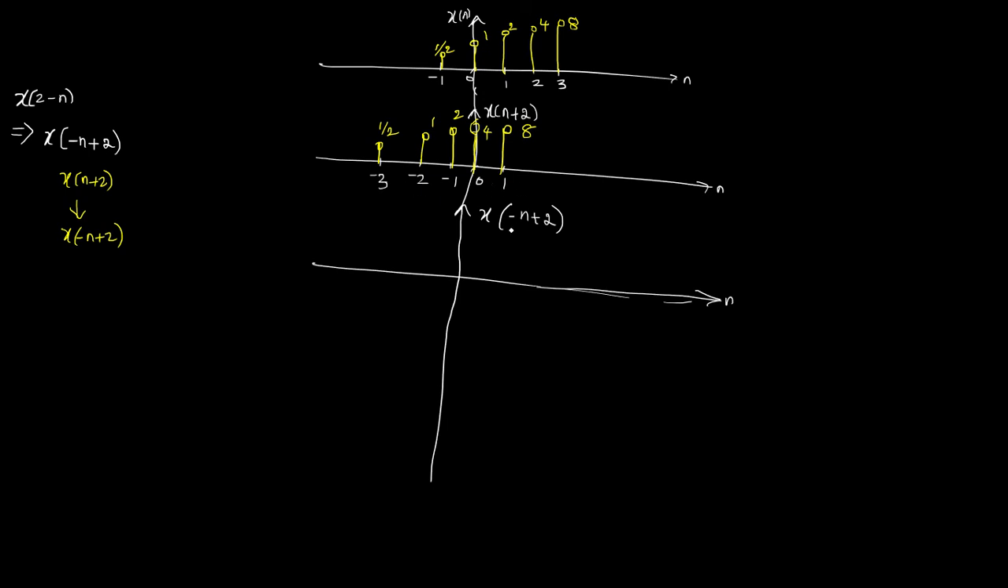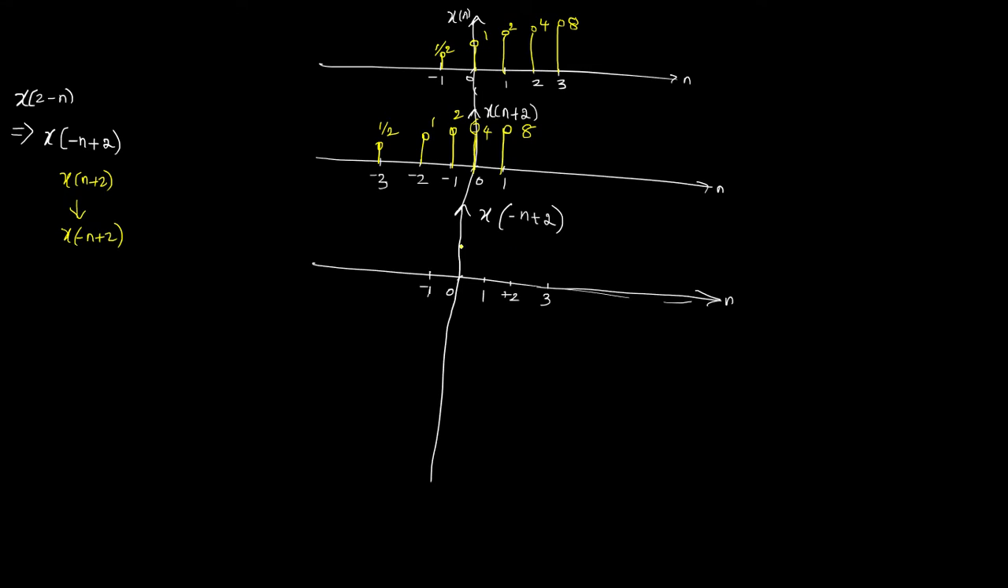Minus 3 into minus 1. Whatever the time values are there, you have to write the reverse, flipped version of that. Minus 3 will become plus 3. Minus 2 will become plus 2. Minus 1 will become plus 1. 0 will be at 0 only, no change. 1 will become minus 1.